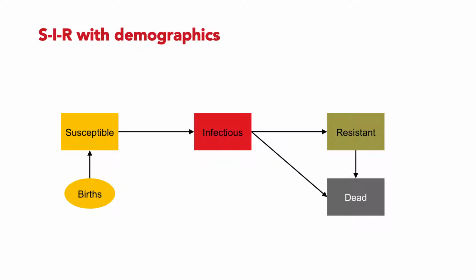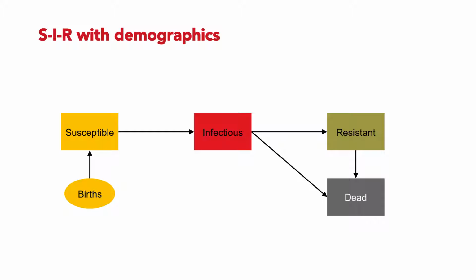Or maybe we really do want to keep track of who dies versus who just becomes resistant. So now we have a fourth box for the individuals who die from the disease. And maybe if this is also a disease that's going to last for a while, we're going to introduce some births into the system to allow the population density itself to expand. So we're taking that simple model and expanding on it in ways that maybe are a little bit more realistic.